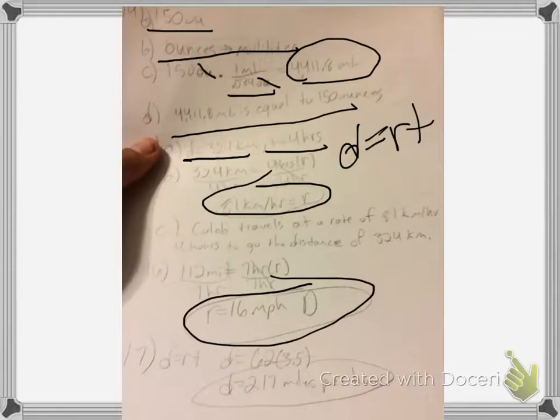17. Jacqueline traveled from Cedartown to Columbus on Saturday. The trip took 3.5 hours, and she traveled at an average rate of 62 miles per hour. How many miles did Jacqueline travel? So I'm given my time, and I'm given my rate, 62 miles per hour. So I multiply those two to get my distance, which is 217 miles, which is D, which stands for distance.